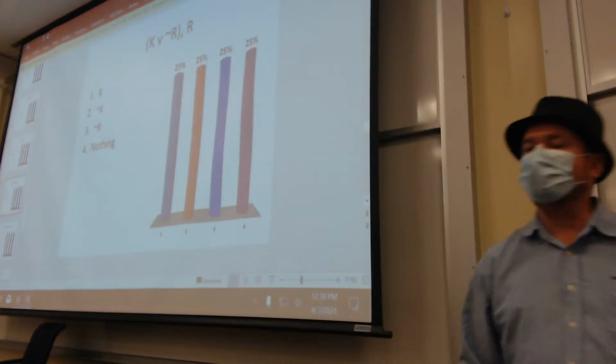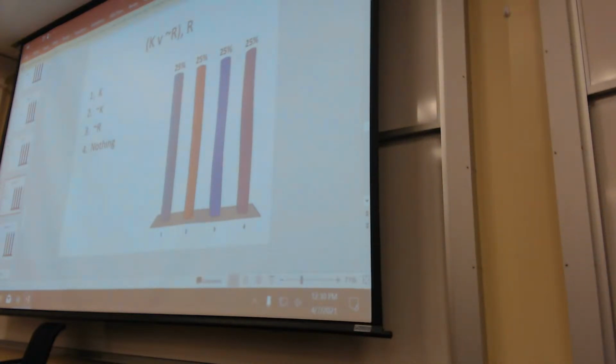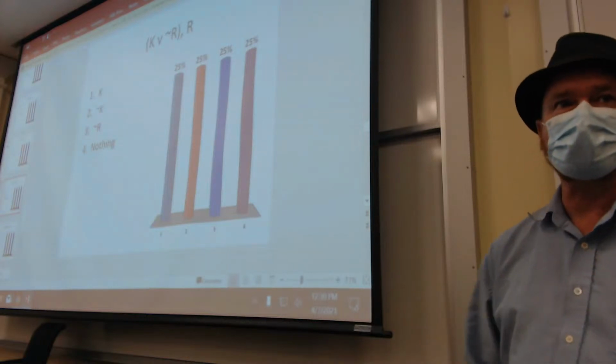K or not R, and the additional claim R. What, if anything, can we get from that? Yes, that is correct. So when you see an or, we are looking for the opposite of one of the two sides. R is the opposite of the not R. They basically cancel each other out, and whatever is left, we can infer. So in this case, we are left with a K. Very good.